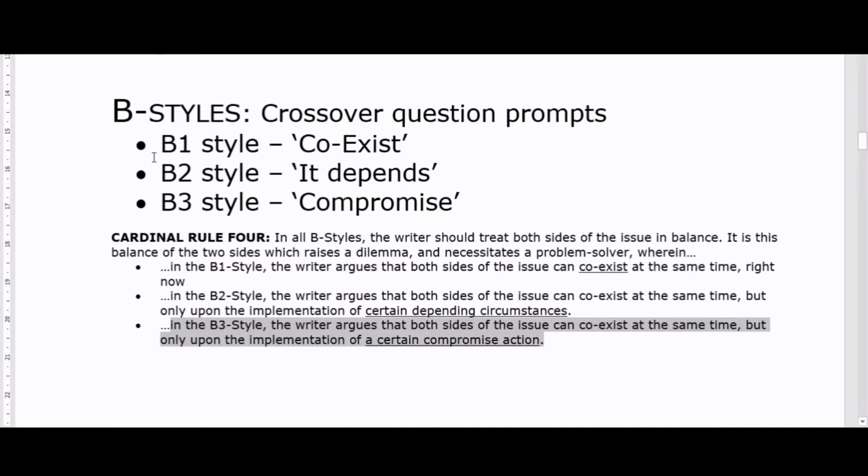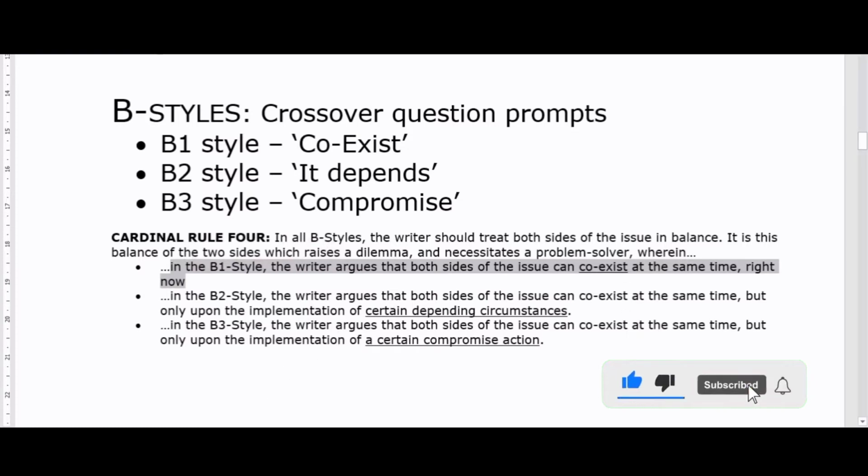I do get some questions asking me about the difference between the B1 style and the B3 style. So basically, for the B3 style, you'll have to implement an added compromise action in order to resolve the issue, but for the B1 style, there's really no need to make any added actions. All you need to do is to say that let's implement both at the same time right now.